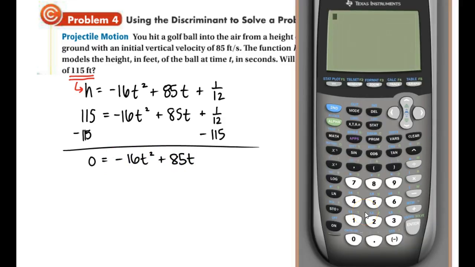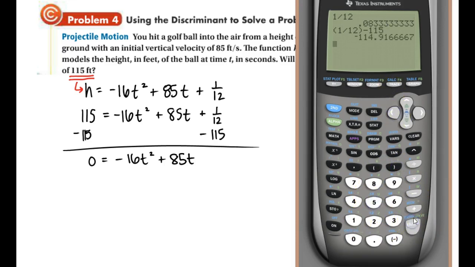So when looking at this 1/12, I noticed that this fraction in decimal form is a repeating decimal. We do not want to round here because we want to get an exact solution. So that means we're going to have to keep it in fraction form. So what I'm doing here is I'm doing 1/12 minus 115, and it's going to give me this in decimal.